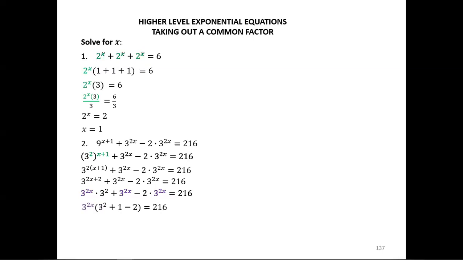Now, all these terms that are inside the brackets, just add them. You will simply take 3 squared, add it with 1 minus 2, and that will give you 8. So on the left-hand side, I'll be left with 3 to the exponent of 2x times 8. To get rid of that 8, I just divide both sides by 8. 216 divided by 8 will give us 27.